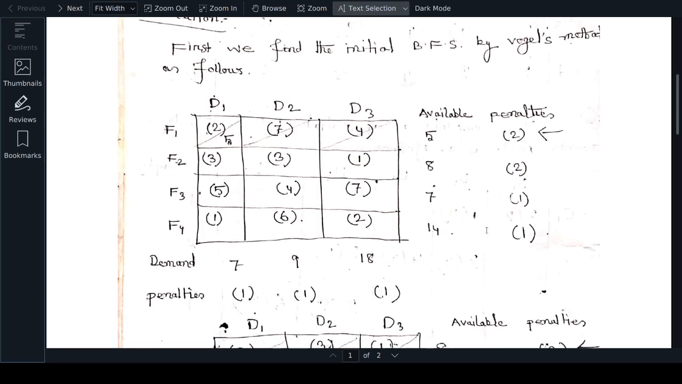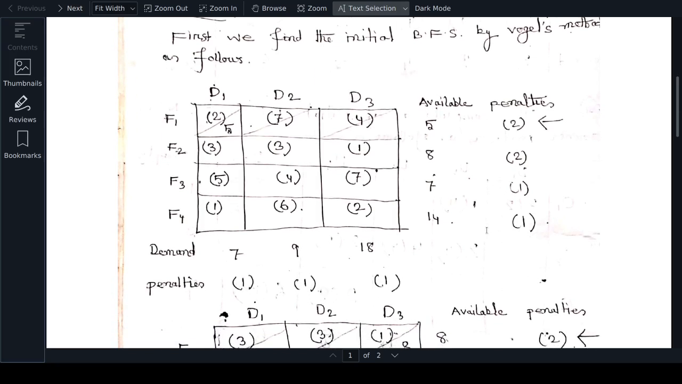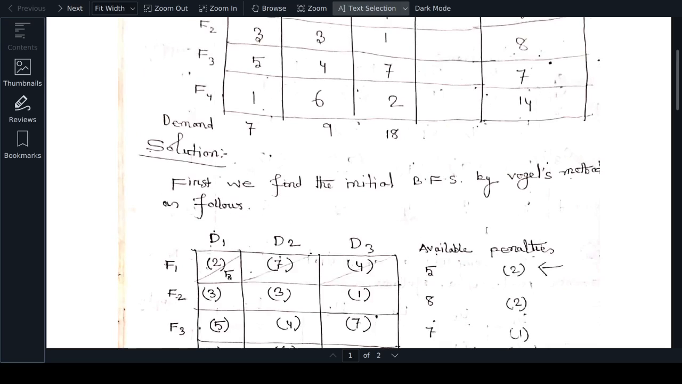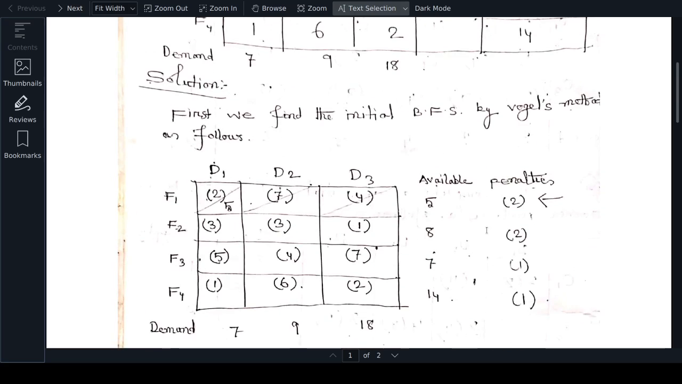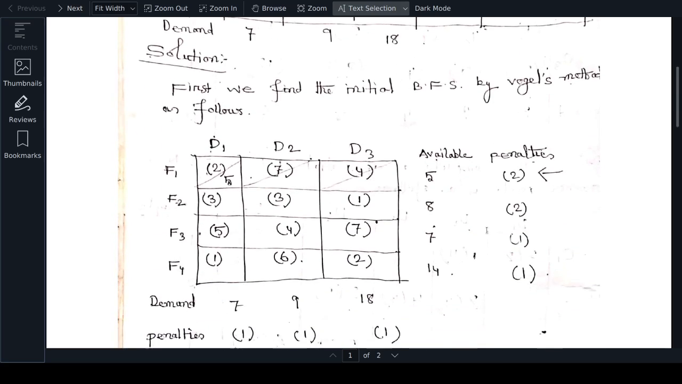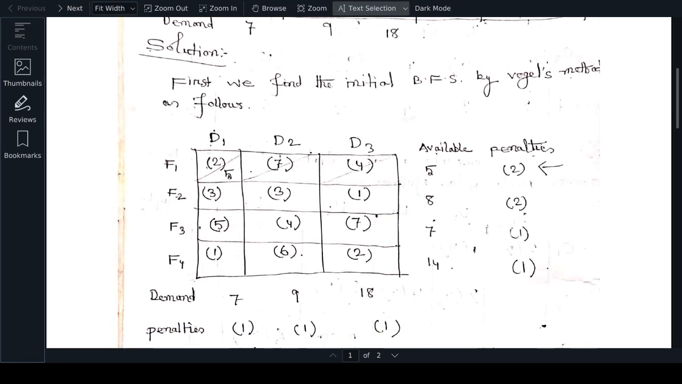F1, F2, F3, F4 are written, D1, D2, D3 are written, all the costs are written here, then availability is given as 5, 8, 7 and demand is 7, 9, 18. Next, what do we do? We shall write the penalties, row wise and column wise also. So first step is we find out the penalties row wise and column wise.